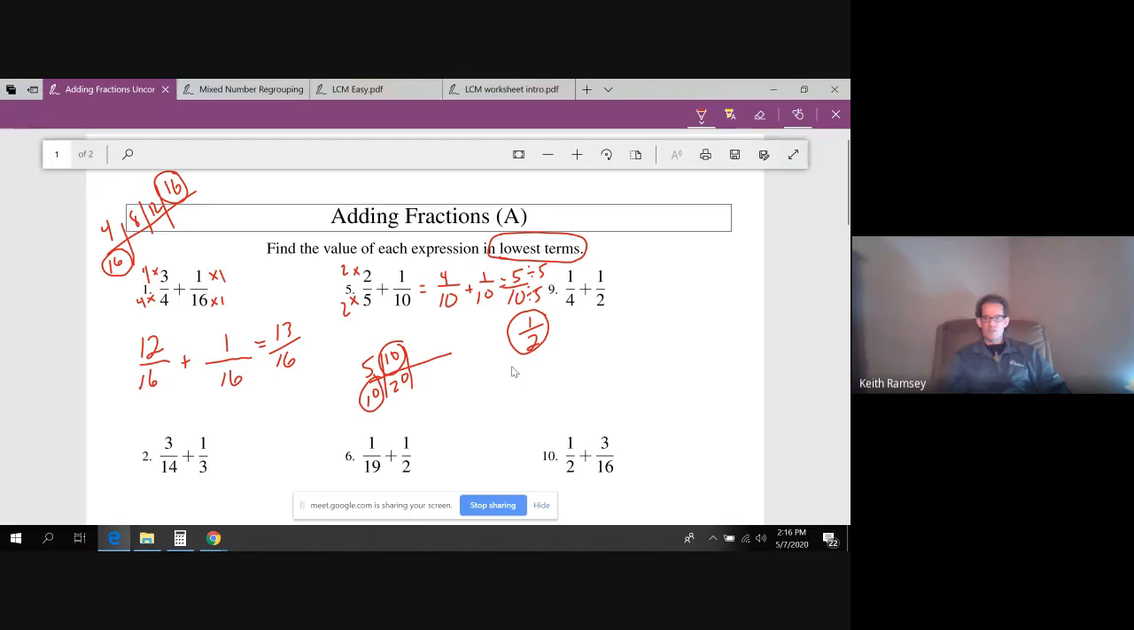Let's look at 25 cents plus 50 cents. We know that should be 75 cents or 3/4. How do we get there? Well, you have to find the least common multiple between 4 and 2, which is going to be 4, because I know 2 times 2 is 4.